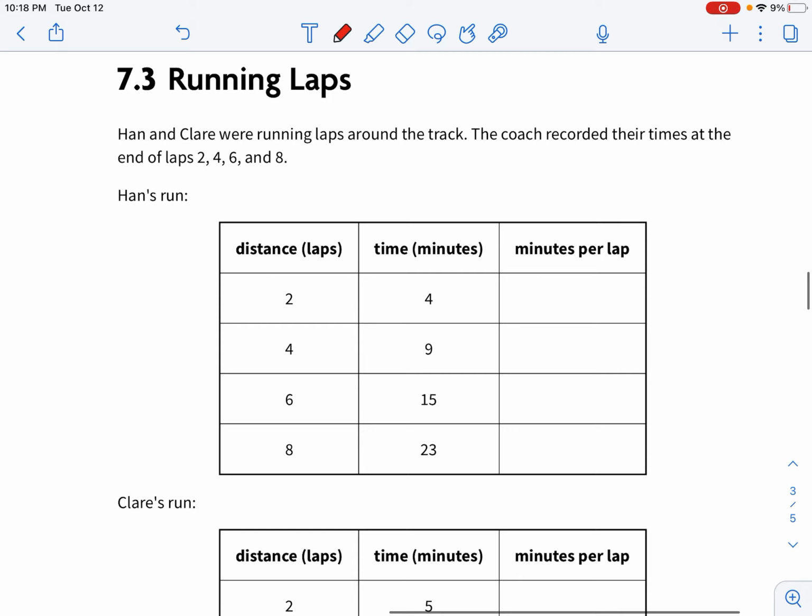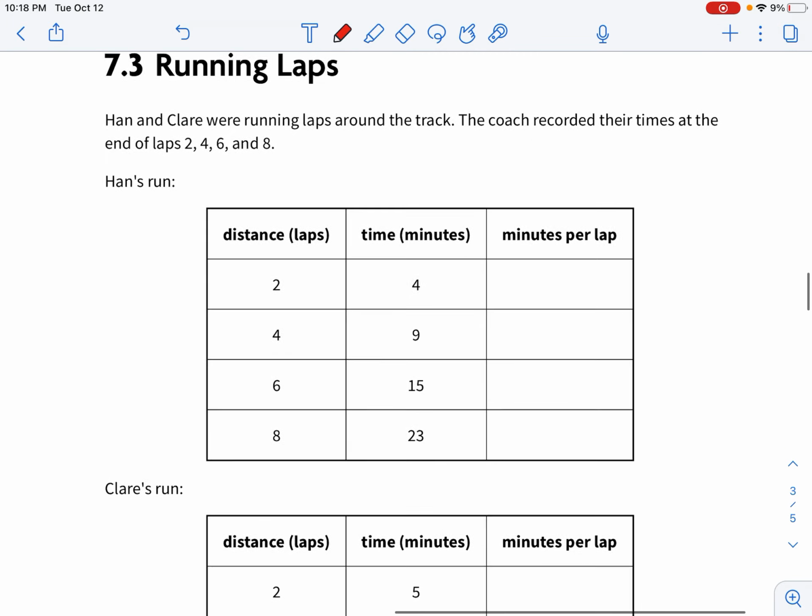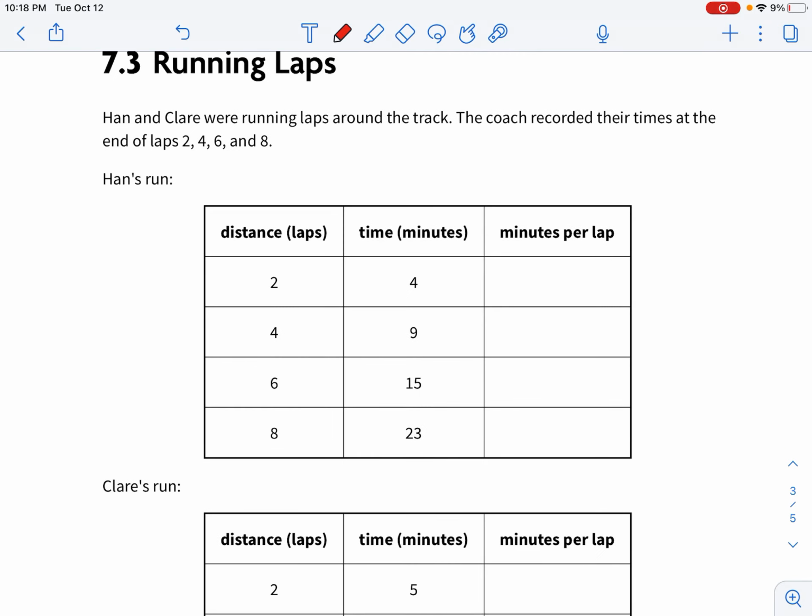This next one, 7.3, running laps. Okay, Han and Claire were running laps around the track. The coach recorded their times at the end of each lap, 2, 4, 6, and 8. Okay, so we need to find the minutes per lap. So this would be our constant of proportionality, or what we're finding to see if there is a constant of proportionality. This is going to be our y divided by our x, where time is y, distance is x.